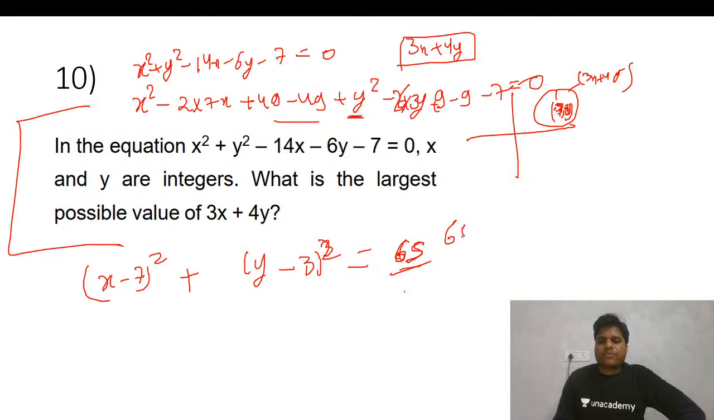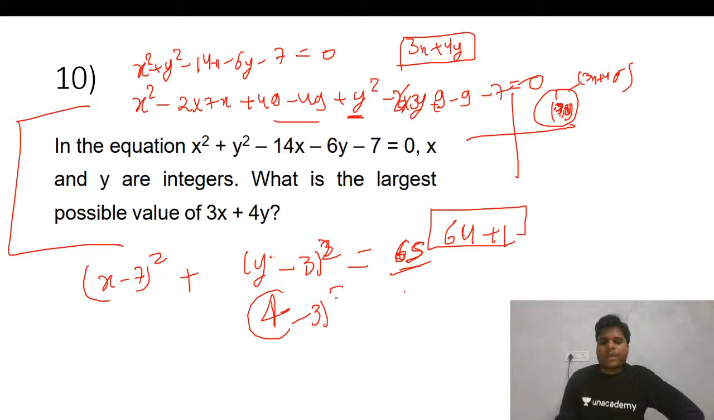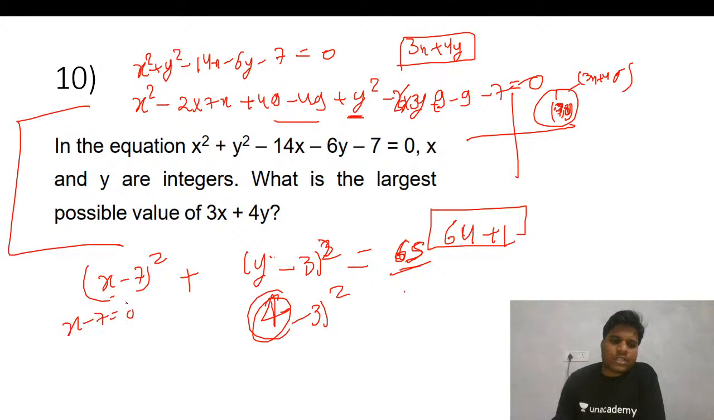165. So 64 plus 1, this can be one value, 64 plus 1. So if we put 4 here, so y equals to 4. Okay, y equals to 4. So this made 64. So how much value of x? 8. X minus 7 equals to 8, so 15. So x equals to 15. If we put this way, and y equals to 4. So this is one value.